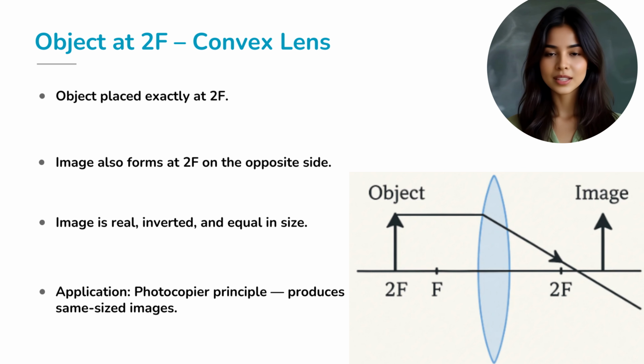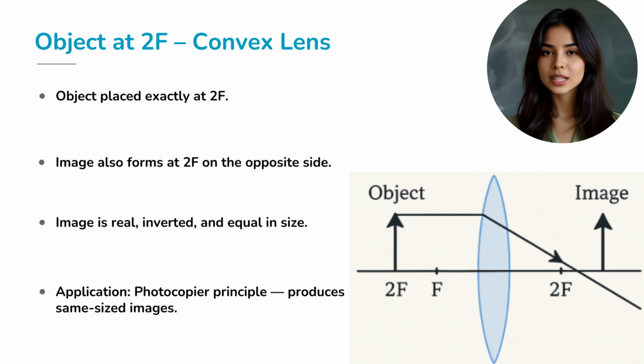This principle is actually put to use in photocopiers. When you place a page in a photocopy machine, the lens system forms a same-sized, inverted, real image of the text, which is then processed to give you an identical copy. Imagine if the copier lens got it wrong. One day your homework might come out giant-sized, and the next day, too tiny to read.